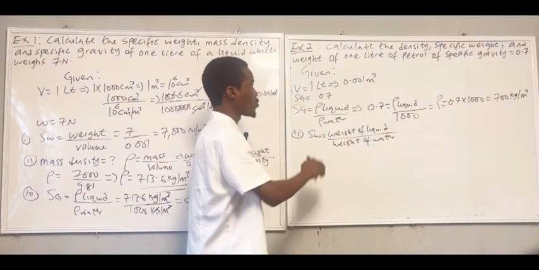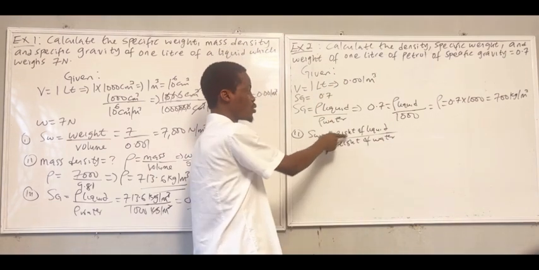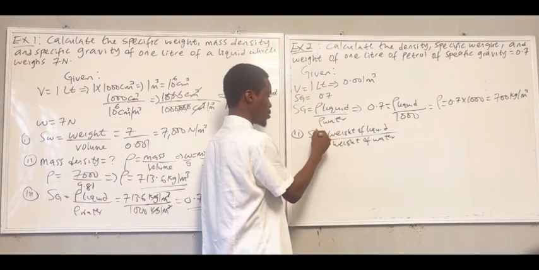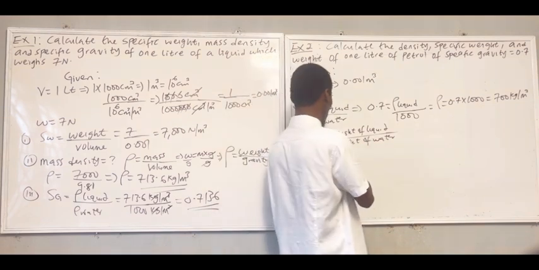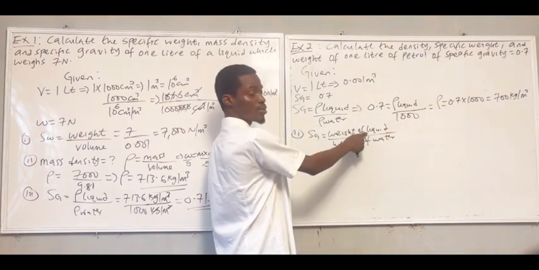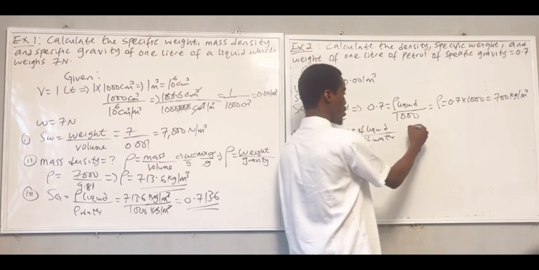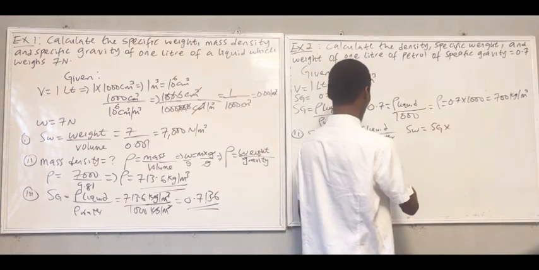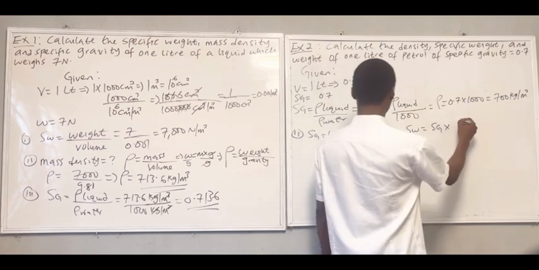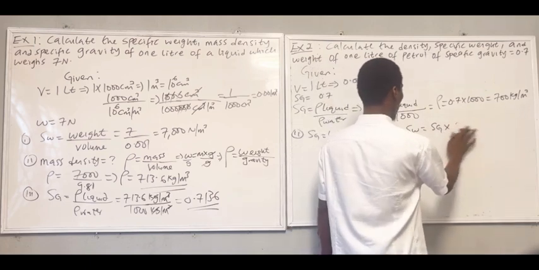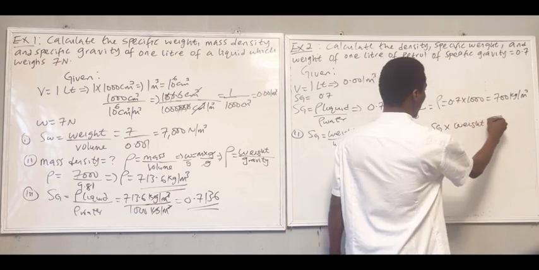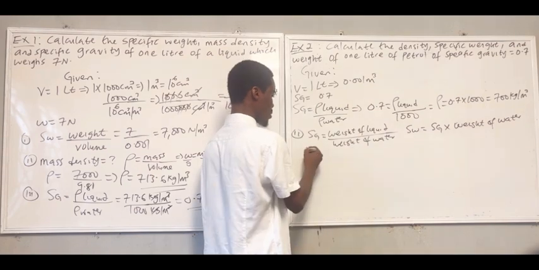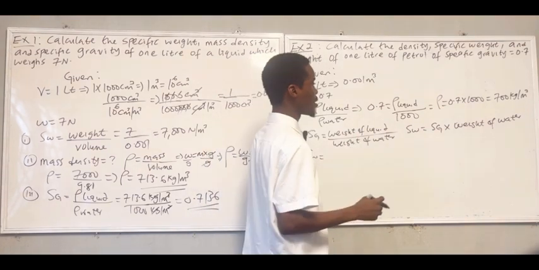So we have to calculate the specific weight of the liquid. So this is my specific gravity. I'm asked to find the specific weight of a liquid. So I'm going to have my specific weight of liquid equal to specific gravity times specific weight of water. So my specific weight is, what's my specific gravity? My specific gravity is 0.7.